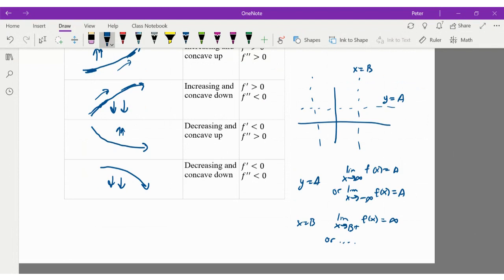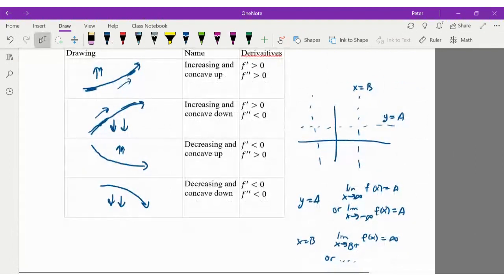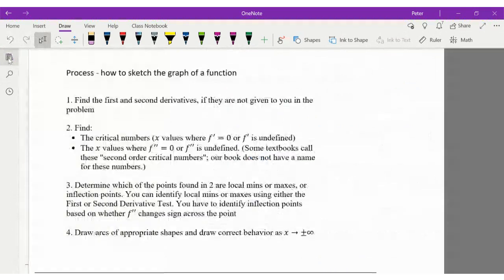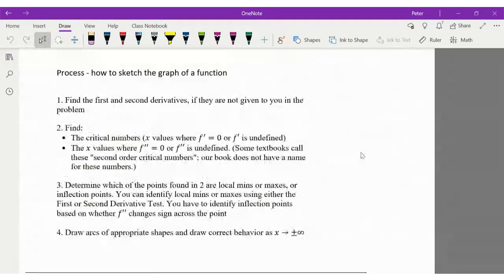So based on the four things we now know in this diagram about what the combination of increasing and concavity looks like, and also what we learned about asymptotes in chapter 2, we ought to be able to get a pretty good idea of what the graph of an arbitrary function looks like. So let me put up the process of how to sketch the graph of a function.